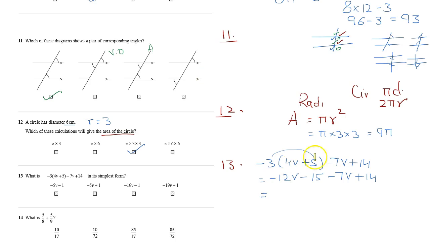Now we have like terms. This is having v and this is having v. -12 and -7 both have negatives, so we add them. 12 and 7 is 19, so the negative sign will come, -19v. -15 plus 14, opposite signs, we subtract. 15 minus 14 is 1. 15 is bigger and 15 has a negative sign, so -1. So that is the answer of question number 13: -19v minus 1.